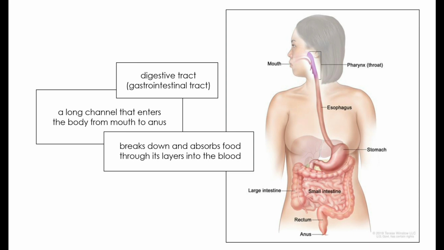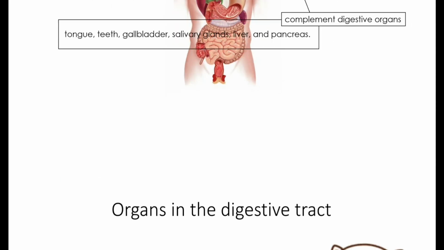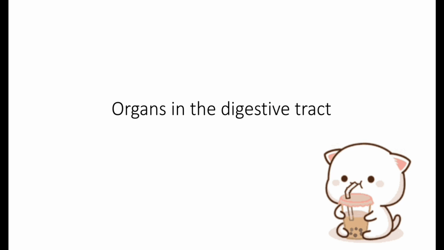The anatomy of the digestive system consists of digestive organs, which are divided into two main groups, namely organs in the digestive tract and complementary digestive organs. Organs in the digestive tract include the mouth, esophagus, stomach, small intestine, large intestine, and end up in the anus. Meanwhile, complementary digestive organs, or the accessories, include the tongue, teeth, gallbladder, salivary glands, liver, and pancreas. Then we will be talking about the organs in the digestive tract.